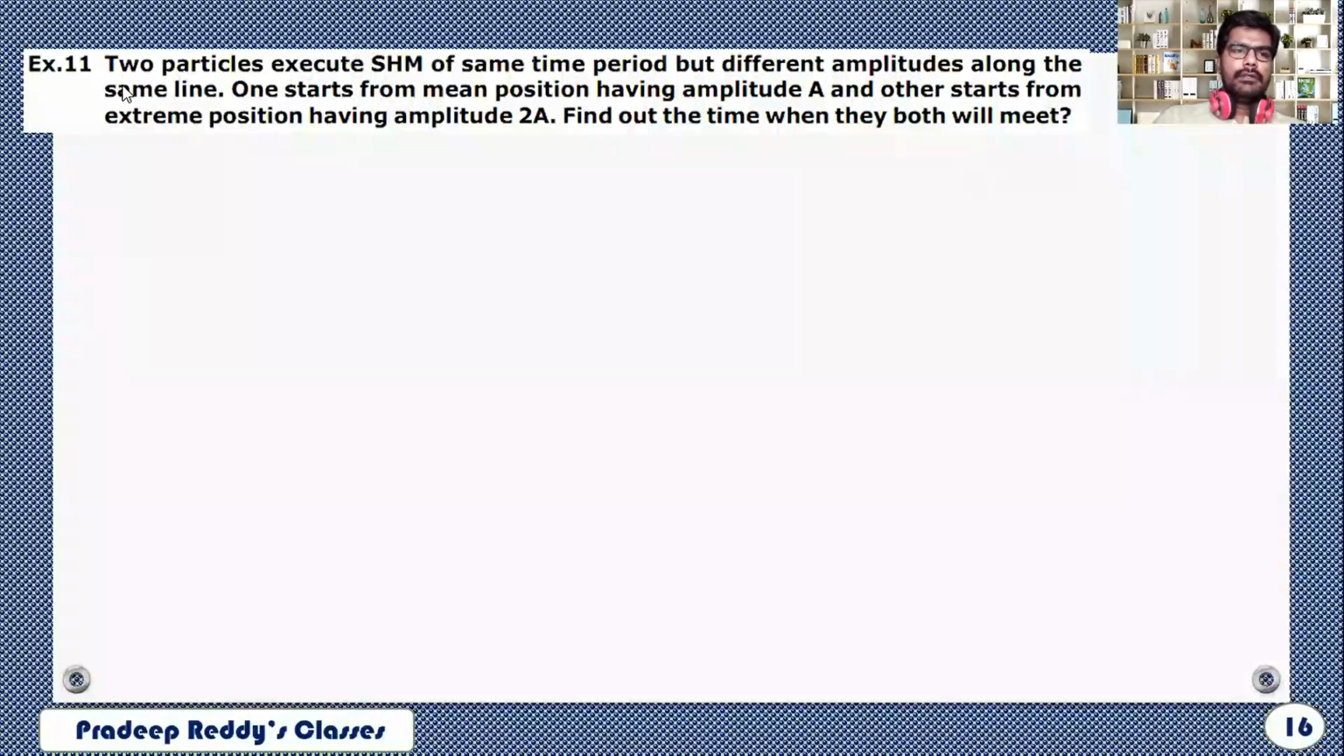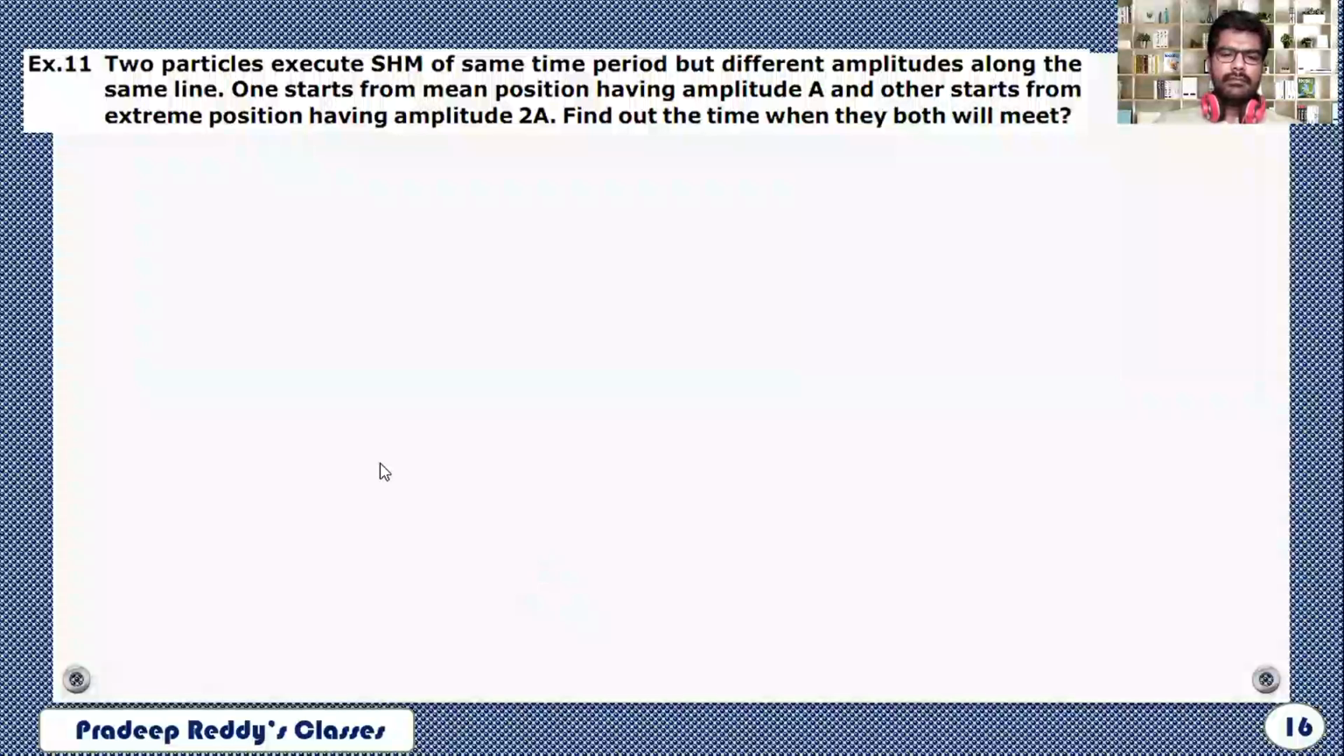Two particles executing simple harmonic motion of the same time period but different amplitudes along the same line. One starts from the mean position having amplitude A, and the other starts from the extreme position having amplitude 2A. Find out the time when they both will meet. So you are supposed to find out the time when those two particles will meet each other.